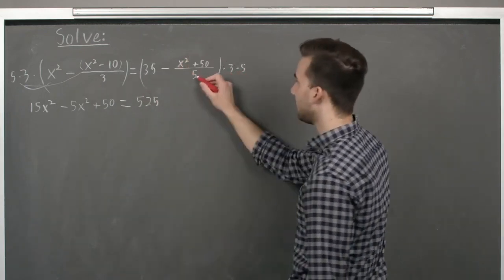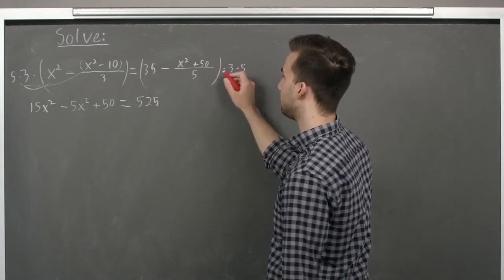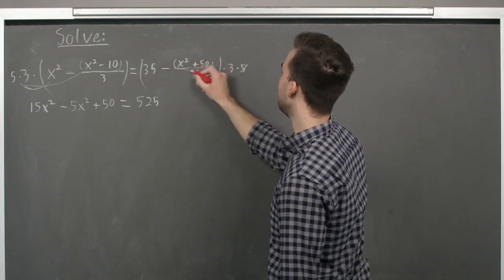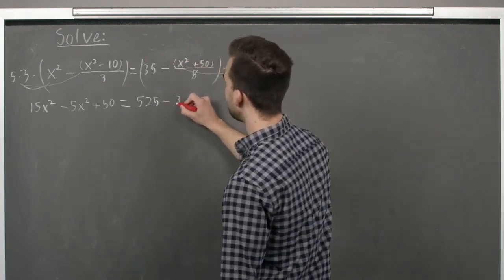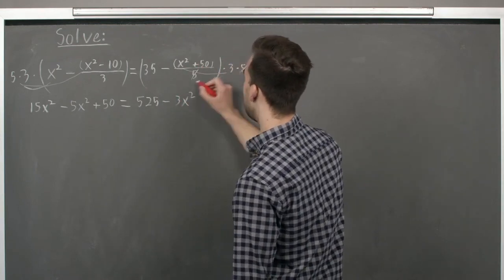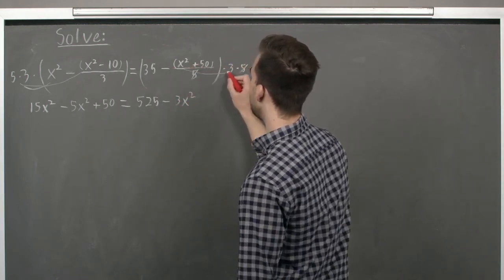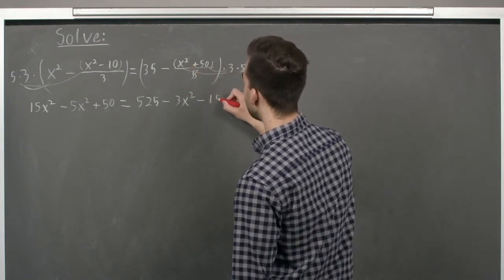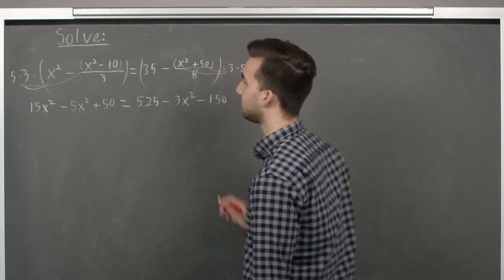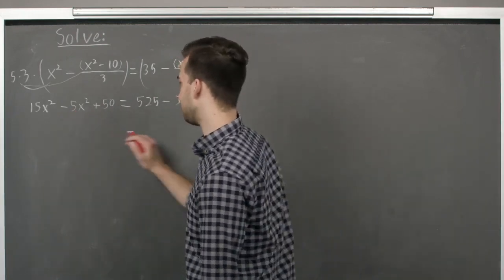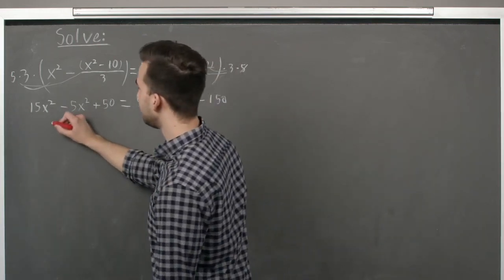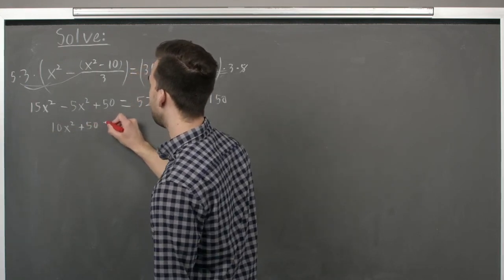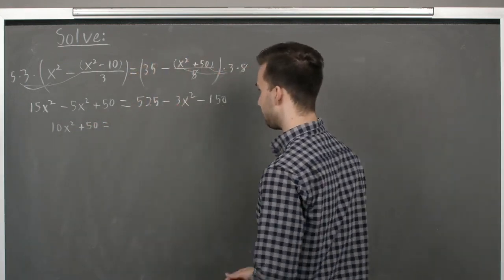And then over here, our 5s are going to cancel, so we'll just be multiplying this here by 3. So we have minus 3x squared, and then we have minus 50 times 3, which will give us minus 150. So let's simplify this by doing the basic addition and subtraction. So we have 10x squared plus 50, and then we have, what's 525 minus 150?